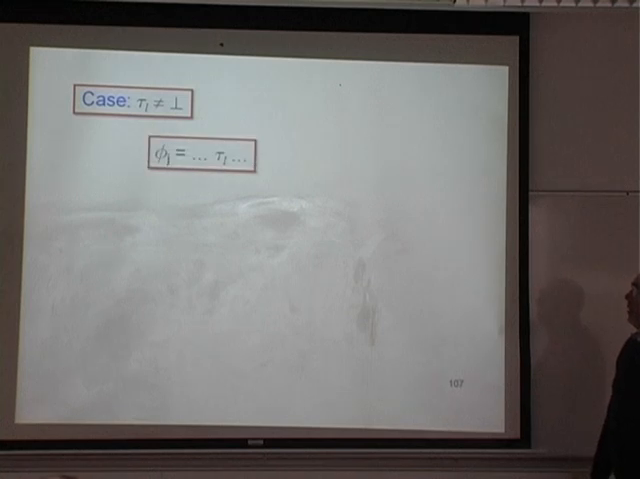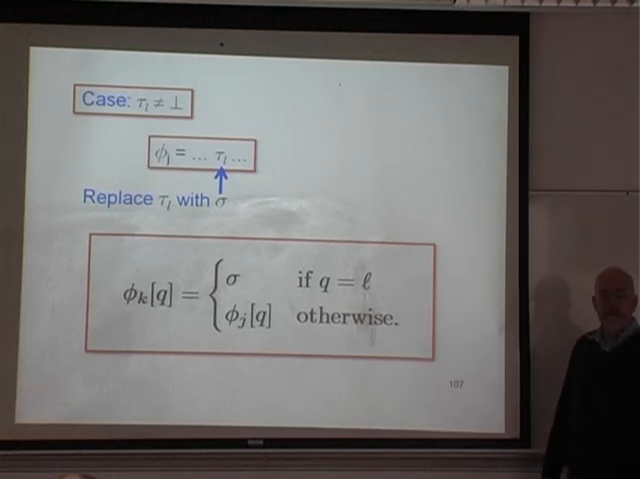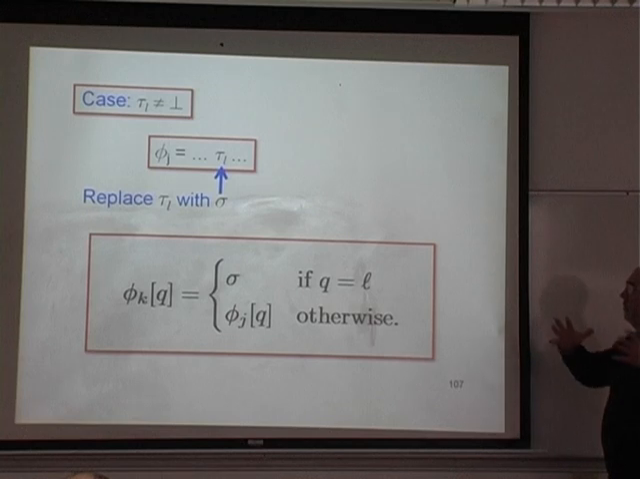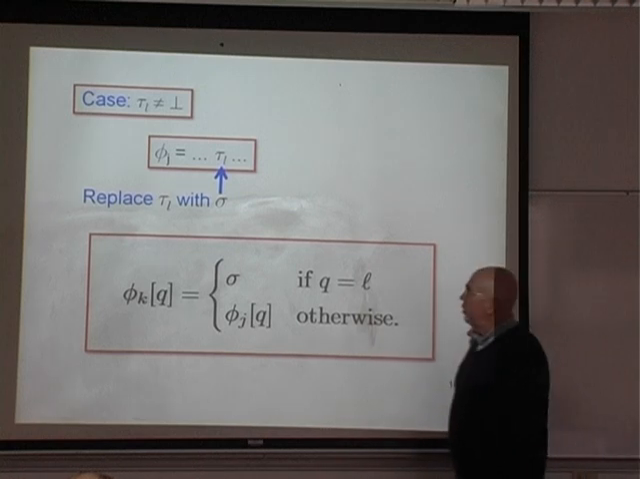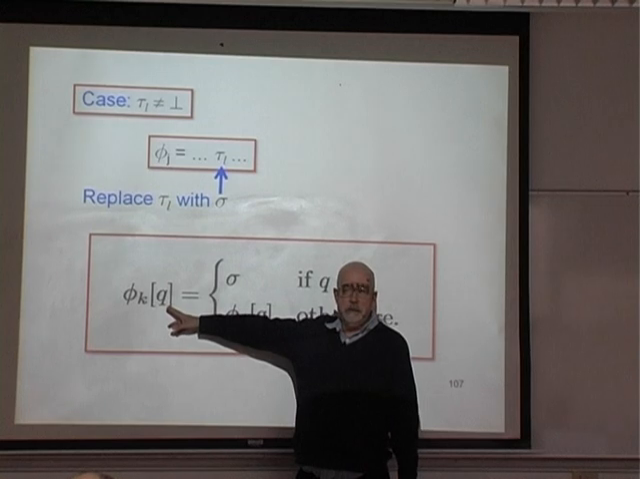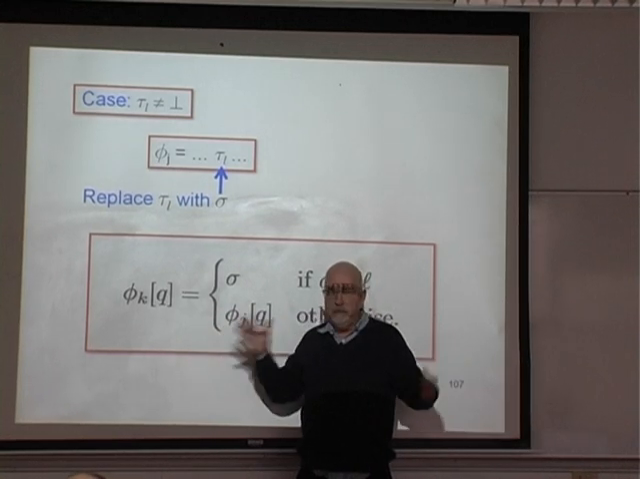So if tau isn't bottom, then what I'll do is I'll take phi sub j, which has tau in there, and I'm going to replace tau with sigma, the entire thing. So that says that suppose, instead of hearing from tau, it heard from everyone. And we're going to define phi sub k by its signature, because if you know its signature, then you can reconstruct the complex and vice versa.